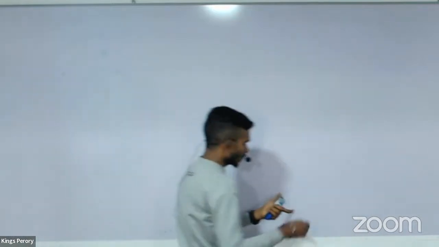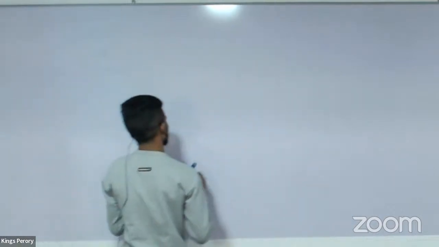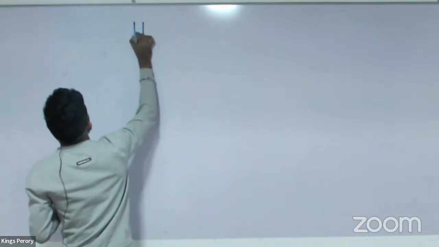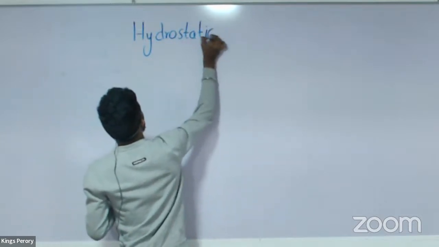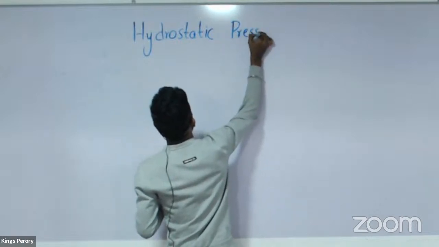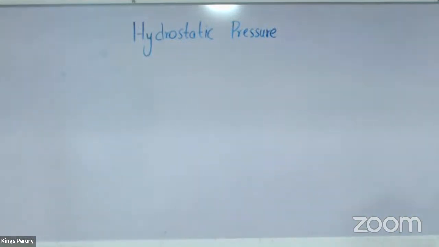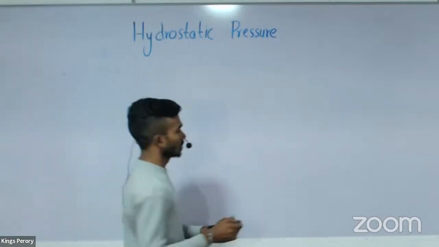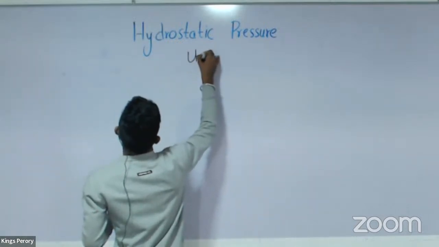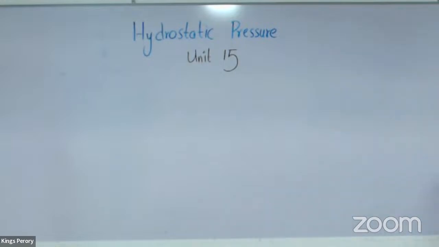Now write down a main heading. Third term main heading: Hydrostatic pressure. Unit 15, hydrostatic pressure.